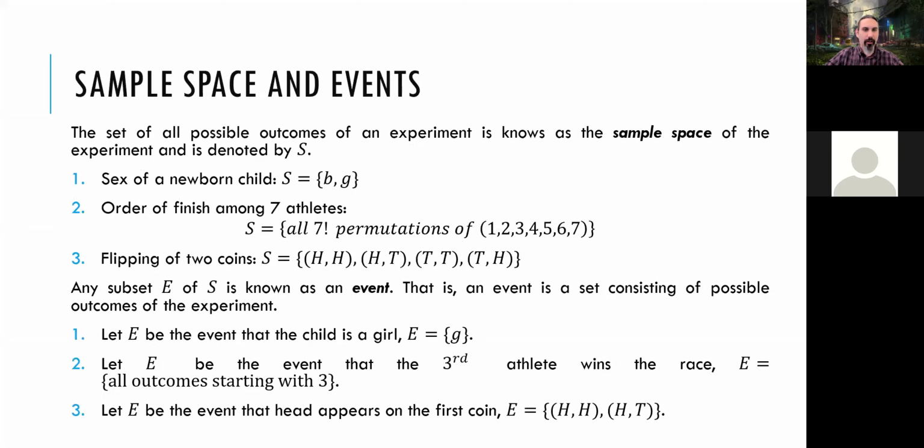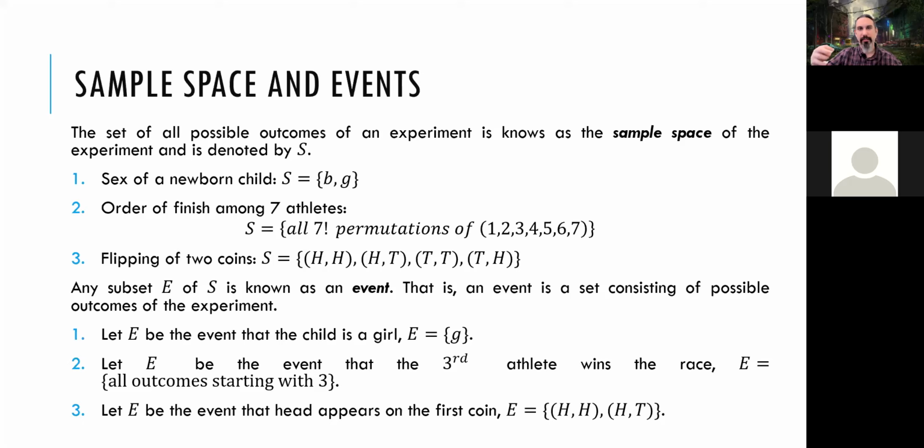So we also have sample space and events. These are simple definitions of stuff that we are going to use in probability. The sample space is a set of all possible outcomes. Now, when we're talking about all possible outcomes, it can be infinitely many or just finite, but still all possible outcomes. So, for example, when we're talking about the sex of a newborn child, we have two different outcomes. It's either a boy or a girl.